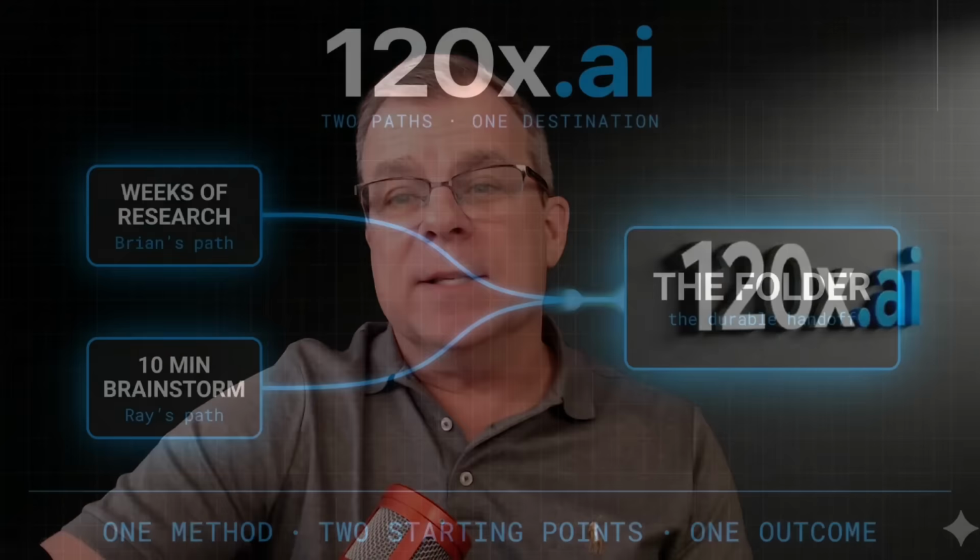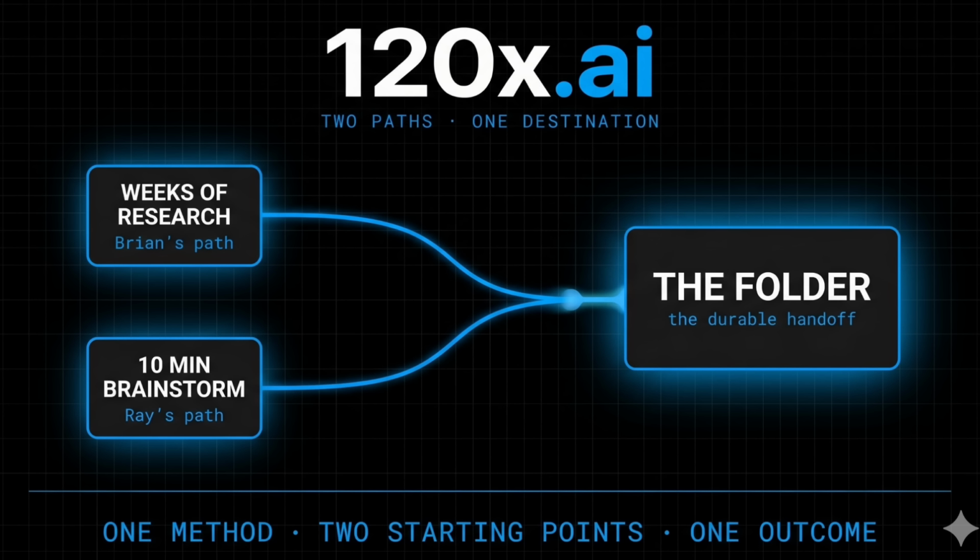So both of us, Brian and myself, shipped working software with this architect builder method. Why? Because the method has a safety net that I'll show you in a few minutes: both paths end in the same place, whether it takes you weeks to brainstorm and get the idea, or a couple of minutes, like in the case that I'm going to show you here. I want you to see that most people don't show you the thinking or what it takes to get your idea out of your head. So I'm going to show that in this video today.